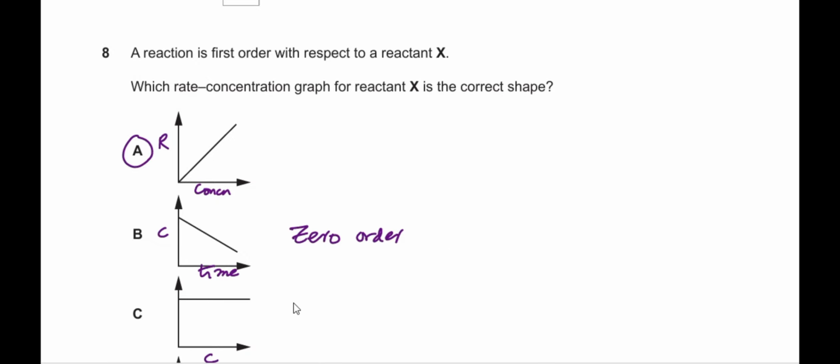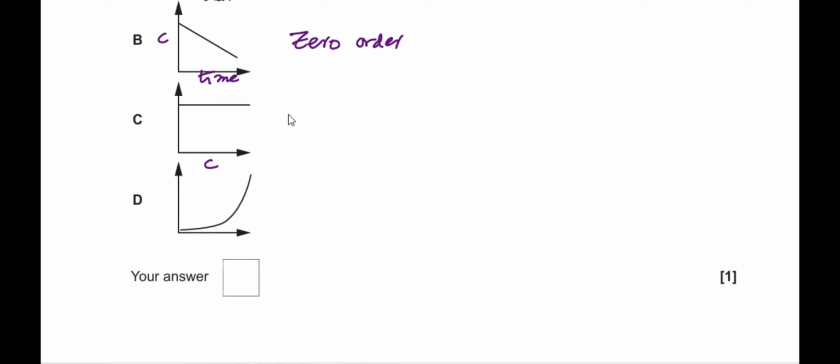Looking at option C, if I label this as rate and this as concentration, then the rate remains constant regardless of the increase in the concentration. Therefore, this is a zero order reaction with respect to that reactant. So that is also not a correct option for us. And then D, if I mark this as rate and this as concentration, it shows that the rate increases at varying rates as the concentration increases. This is applicable for a second order reaction. So all in all, the correct option for us is A.